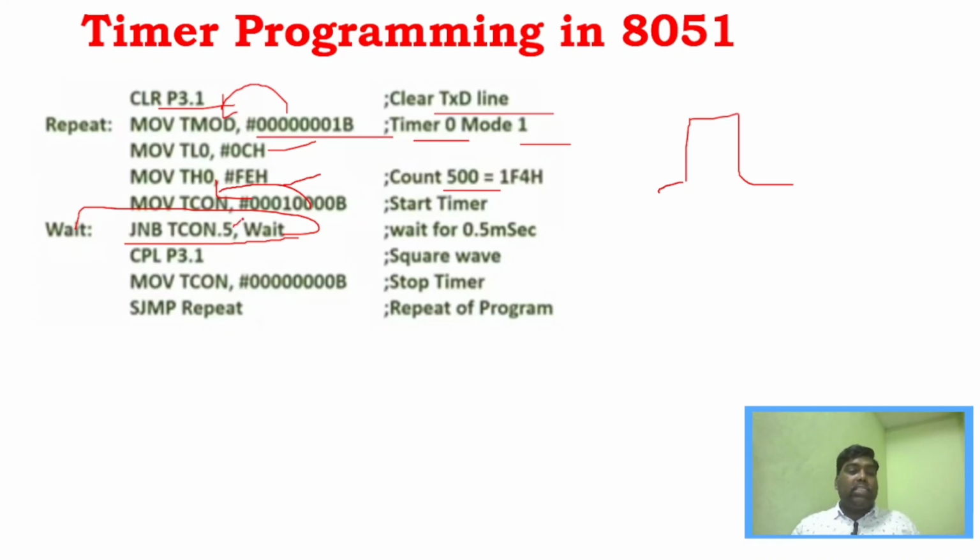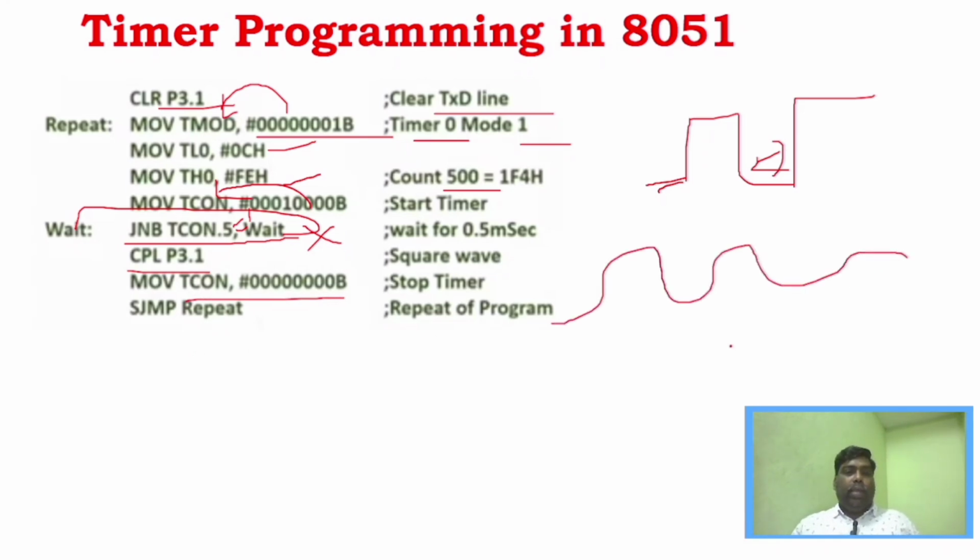And as soon as this TCON.5 becomes 1, it discards this particular instruction and comes to the next instruction. It will complement this particular pin, which we have already generated as a positive pulse, and complementing it will give you a negative pulse here. Now we have generated a square wave. Then we have to stop the timer, and if we repeat the same process, we can repeat the square wave. It is the same steps which we are going to follow.